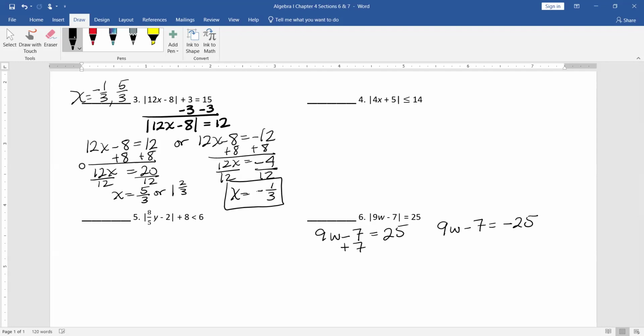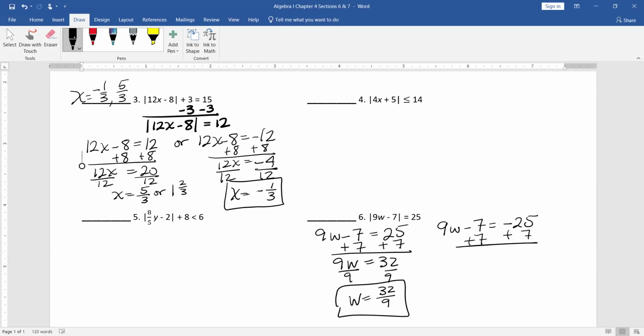So this one we add 7 to both sides. I get 9w equals 32. Divide by 9, and we get w equals 32 divided by 9. And then our other value for w, we add 7 and get 9w equals negative 18. Divide by 9, w equals negative 2. So w equals negative 2 or 32/9. There's our answer.